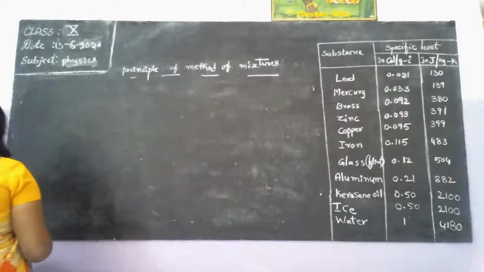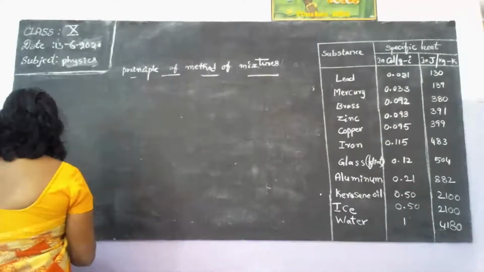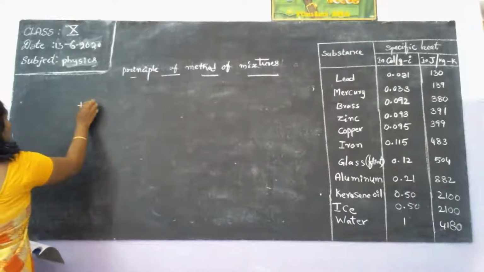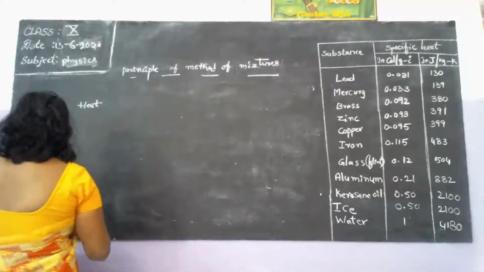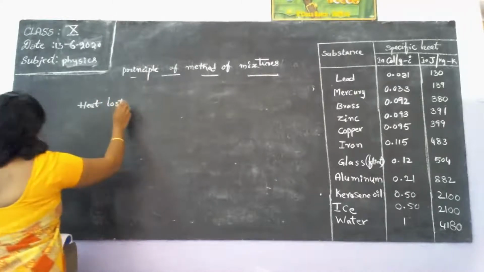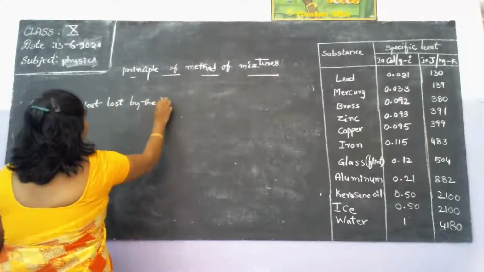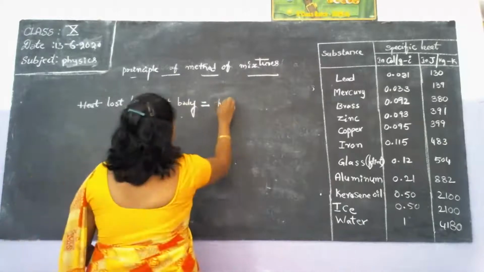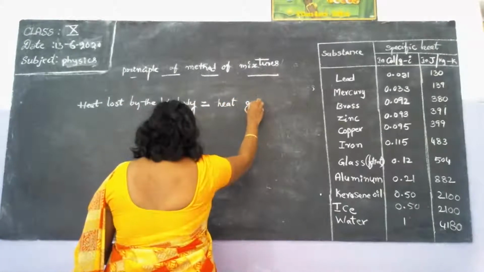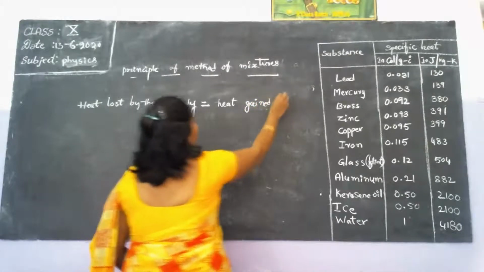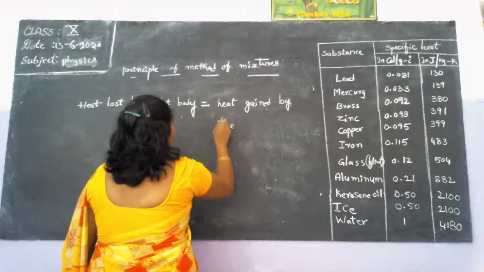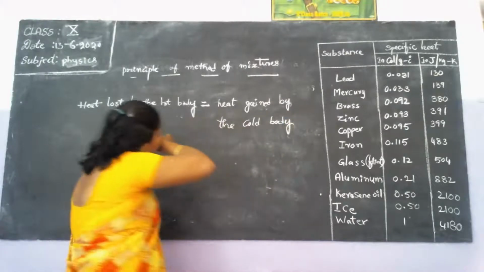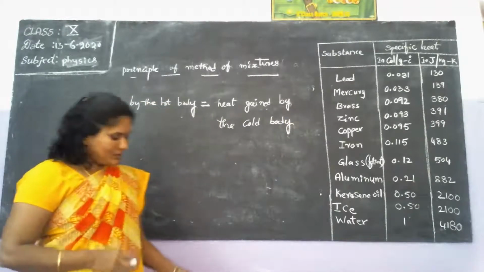Here you can observe: heat lost by the hot body equals heat gained by the cold body. So this is the principle of the method of the mixture.